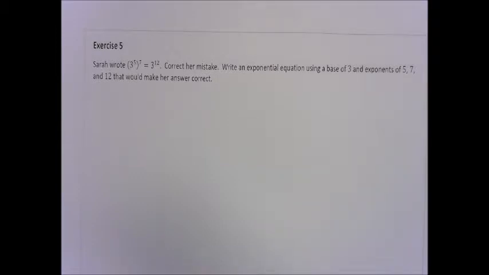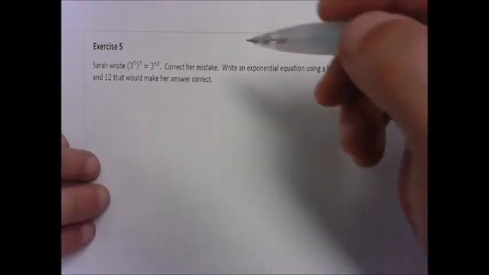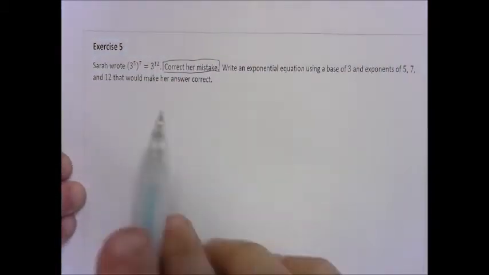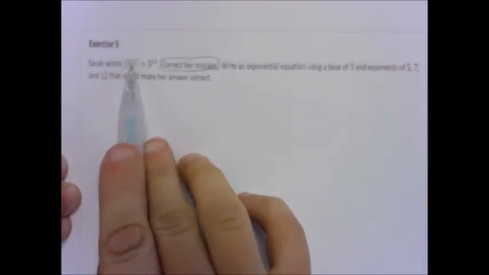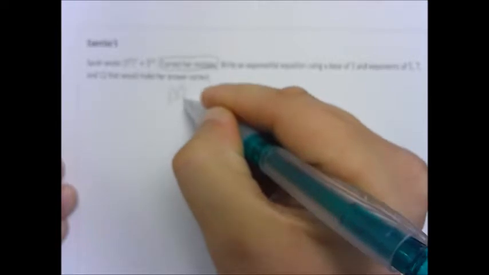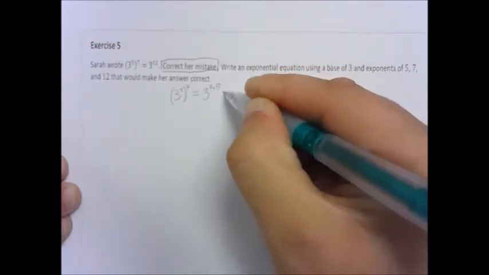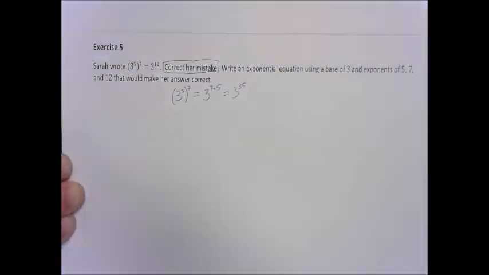The question asks, Sarah wrote 3 to the 5th power, all raised to the 7th power, equals 3 to the 12th. We need to correct her mistake. So let's stop right there and go ahead and correct her mistake, because this is actually our first question, question number 1. Sarah wrote 3 to the 5th, all raised to the 7th power equals 3 to the 12th. Well, we know that whenever you have the parentheses around these powers, it needs to be corrected to 3 to the 7th times 5, or 3 to the 35th power. So there was her mistake.